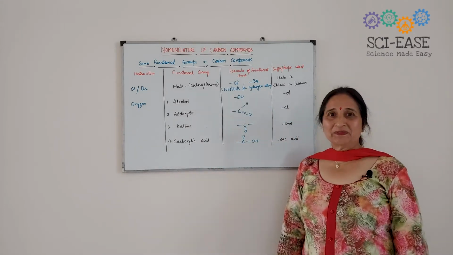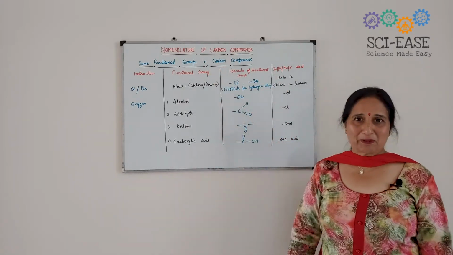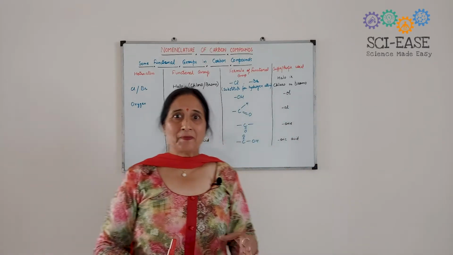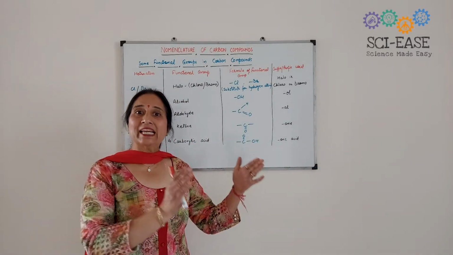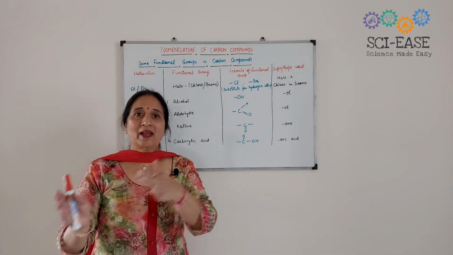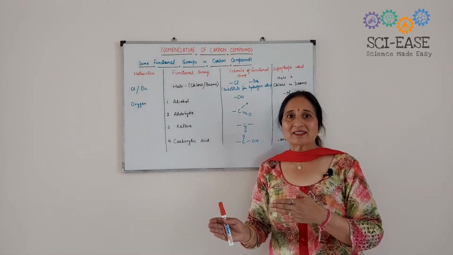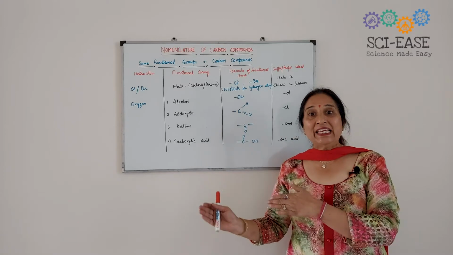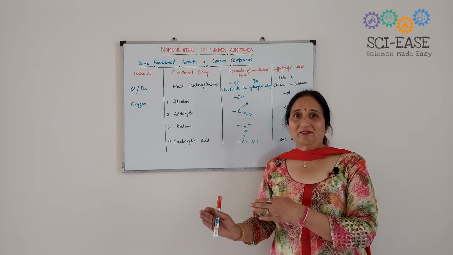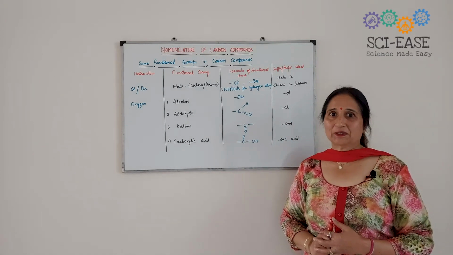In this video, I will tell you about the nomenclature of the carbon compounds. We have already discussed how to name the alkanes, alkenes and alkynes. In alkanes, we use -ane as suffix, in alkenes, -ene as suffix, and in alkynes, -yne, Y-N-E, as a suffix. That I have told you.